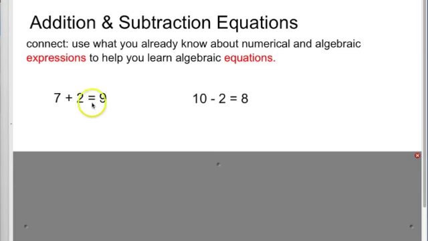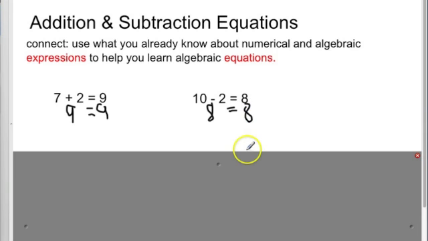So for example, if we're looking at 7 plus 2 equals 9, this is an equation. We're going to look at both sides of the equal sign. So 7 plus 2 equals 9, and this equation is true because 9 is equal to 9. Let's look at 10 minus 2 equals 8. This is an equation. 10 minus 2 is 8, and this equation is true because 8 is equivalent or equal to 8.